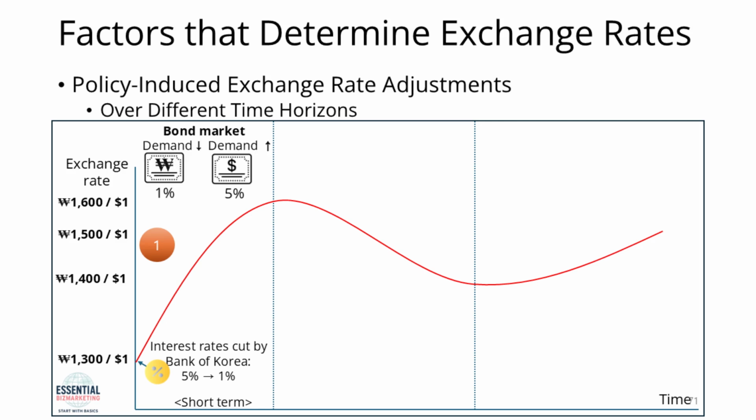Let's focus on how bond markets respond to interest rate changes. As the Bank of Korea cuts its rate from 5% to 1%, Korean bonds become less attractive. Meanwhile, U.S. bonds still offer 5%, drawing investor demand away from Korea. Now we see how capital flows react to yield differences. Investors exit Korean bonds and exchange won for dollars to chase higher returns abroad. This surge in dollar demand weakens the won sharply, pushing the exchange rate to 1,600 won per dollar.